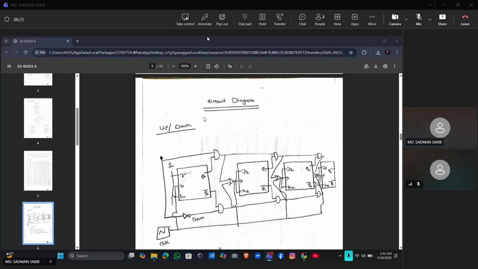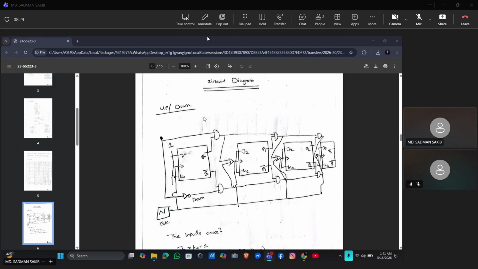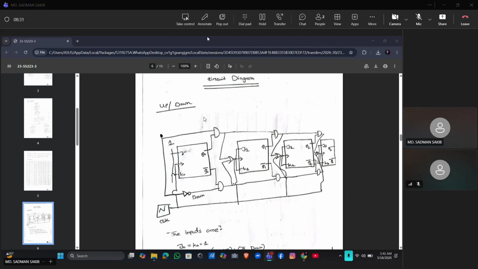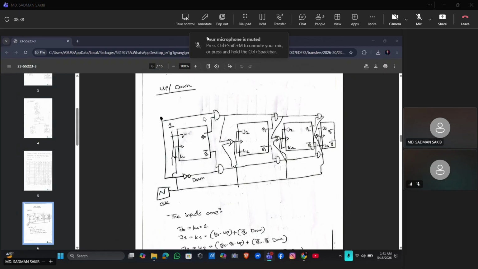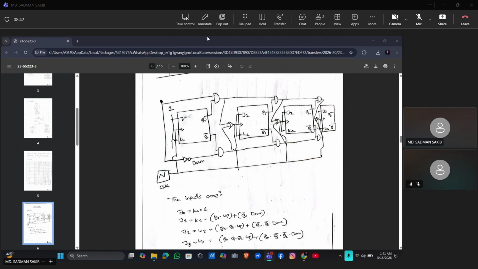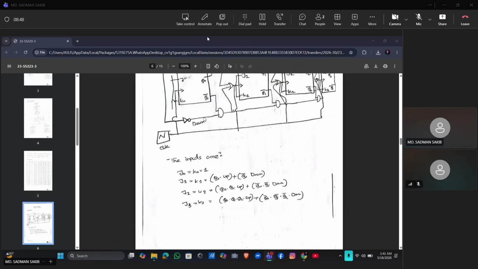Now the circuit diagram. The page shows the circuit diagram of the up and down counter. The design uses JK flip-flops connected together to create a synchronous counter. The logic equations for J and K inputs are shown here. These equations control the counting operation for both up counting and down counting modes.